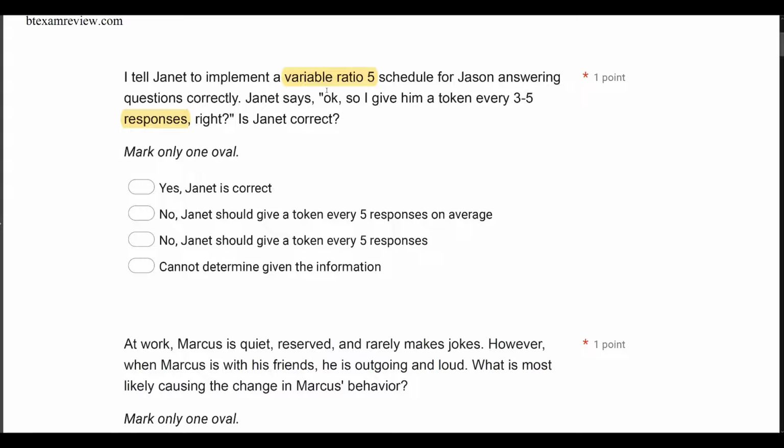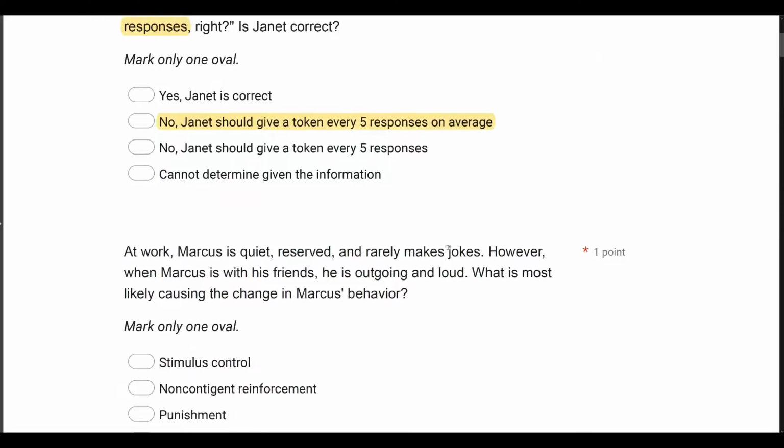C, no, Janet should give a token every 5 responses. That would be a fixed ratio 5. And then D, cannot determine. Well, we can determine. Janet is implementing a variable ratio 5, meaning 5 responses on average will get reinforcement, not every 3 to 5 responses. So is Janet correct? No, Janet should give a token every 5 responses on average.